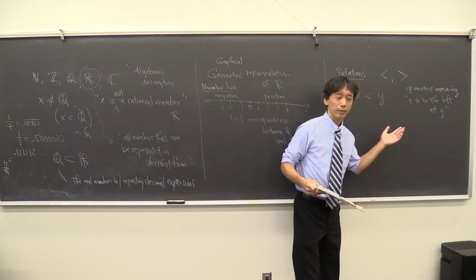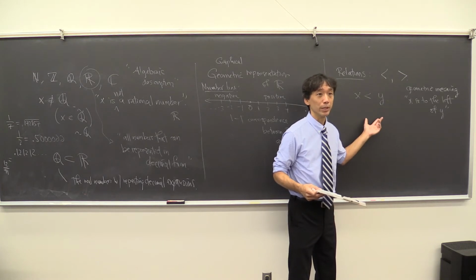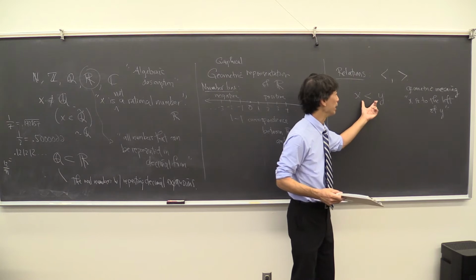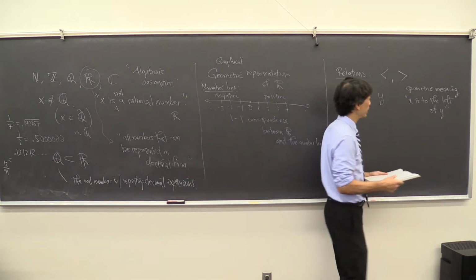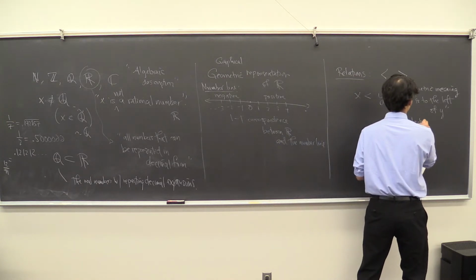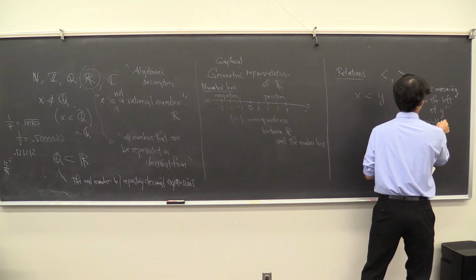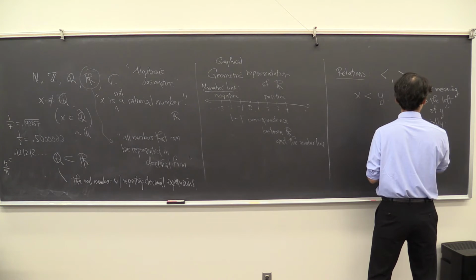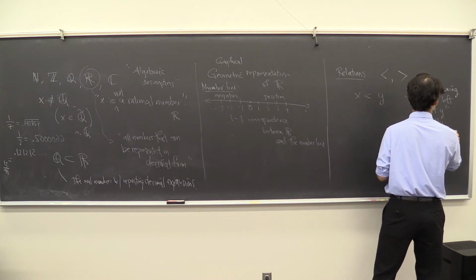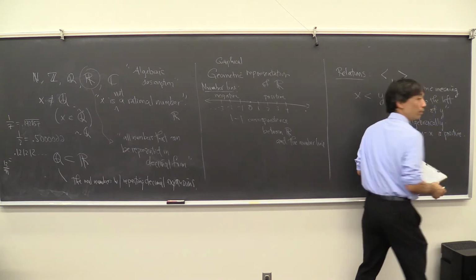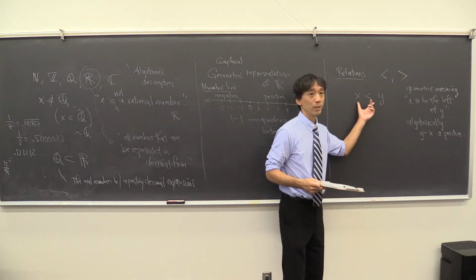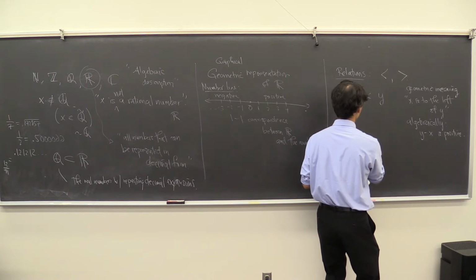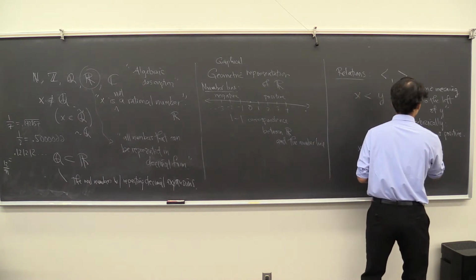But suppose you have somebody who has no vision. How would you describe this relation? What would x is less than y mean? You can also talk about it algebraically: y minus x is positive. That's one way of saying it. And similarly, if x is greater than y, that would mean that x minus y is positive.